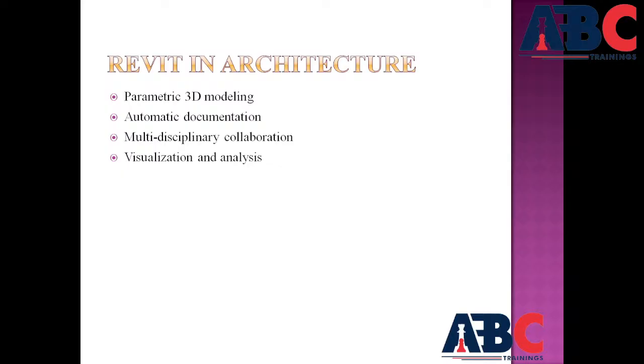Revit is built on the concept of parametric modeling, meaning that every element in the model is intelligent, data-rich, and interconnected. When you make a change in one view, for example, adjusting a wall height, the change automatically updates across all the related views: plans, elevations, sections, and schedules.